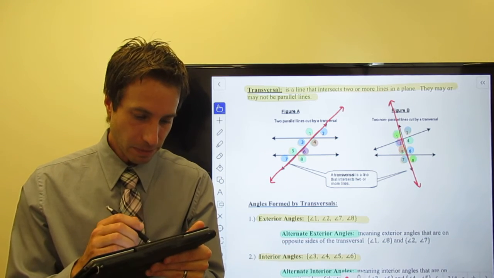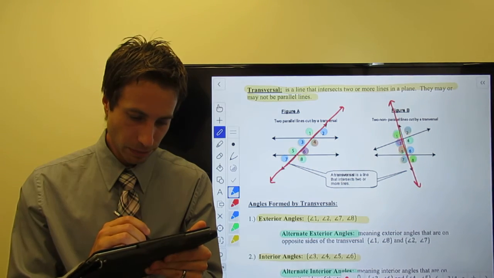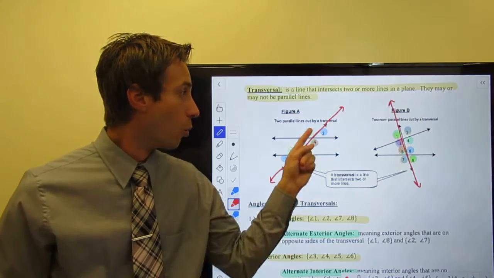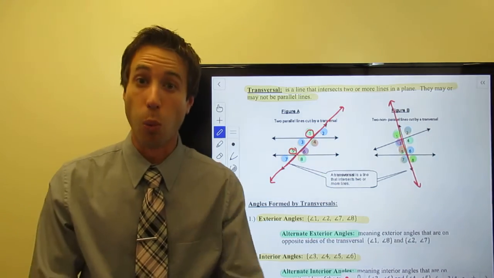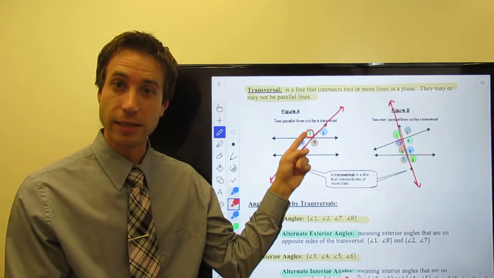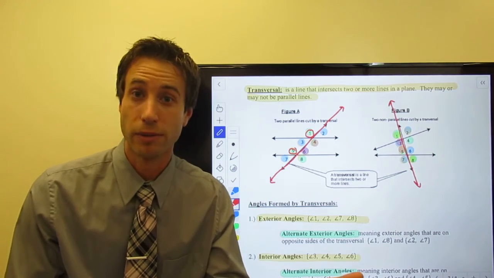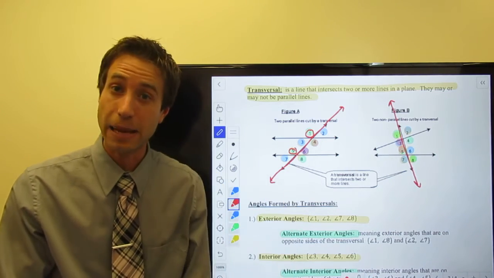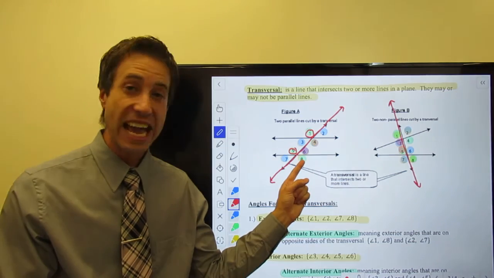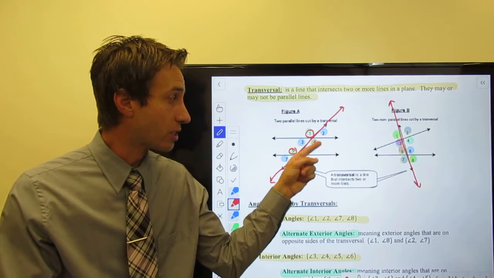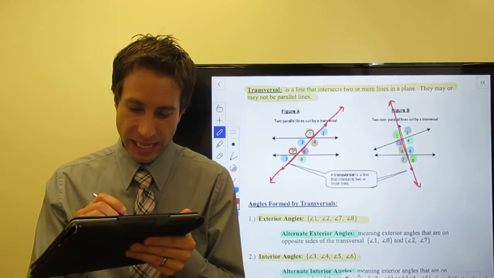So, here we go. Corresponding angle 1 corresponds with 5. Why? In this intersection, 1 is in the top left corner. In this intersection, 5 is in the top left corner. That's it. Corresponding angles. They're in the same position in different intersections, right? 4 and 8, corresponding angles. 4 is in the bottom right-hand corner. 8, bottom right-hand corner of different intersections, right?